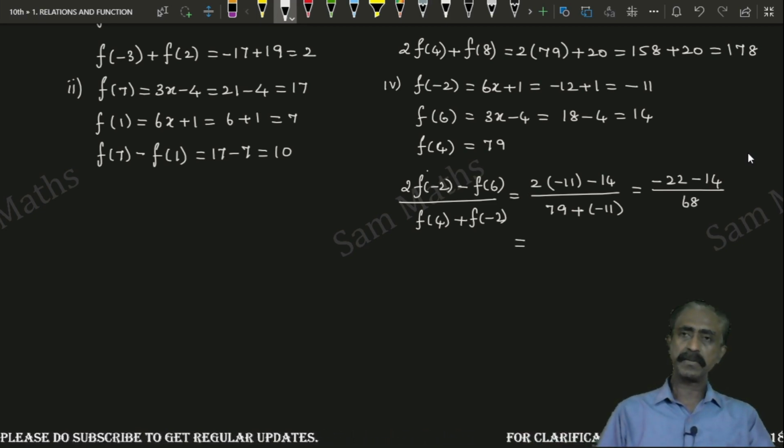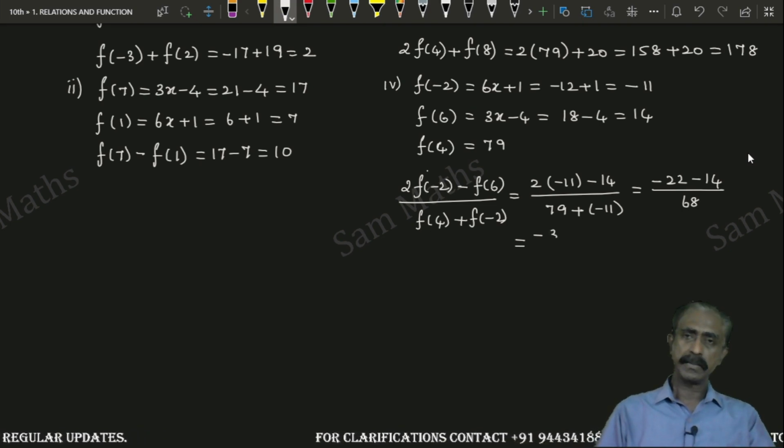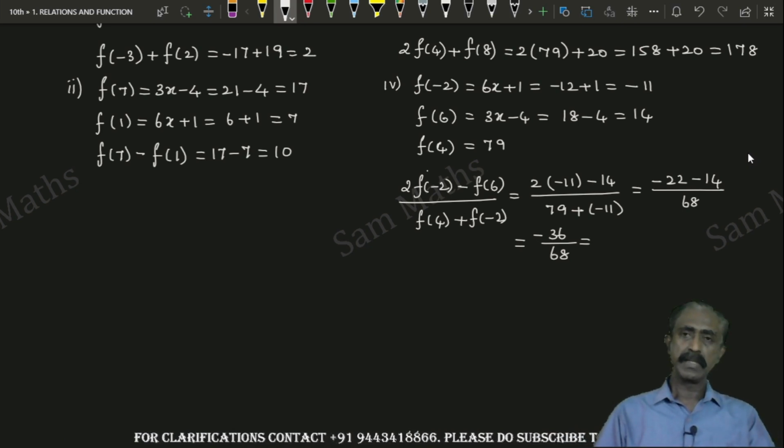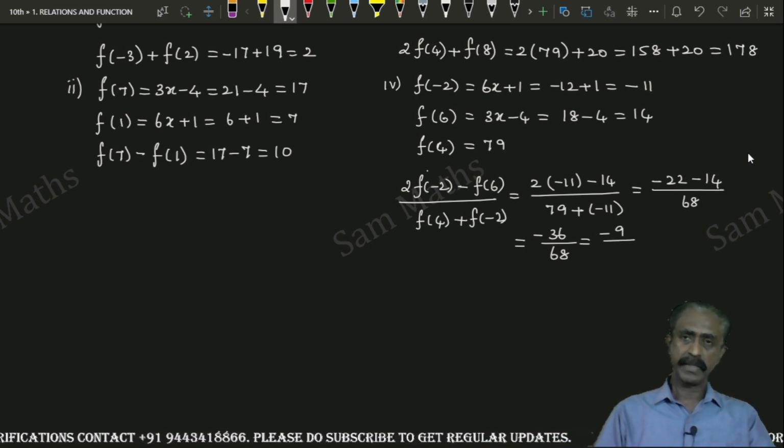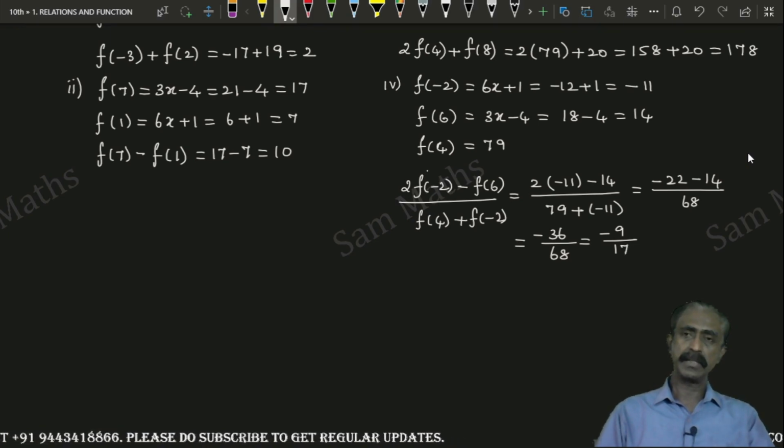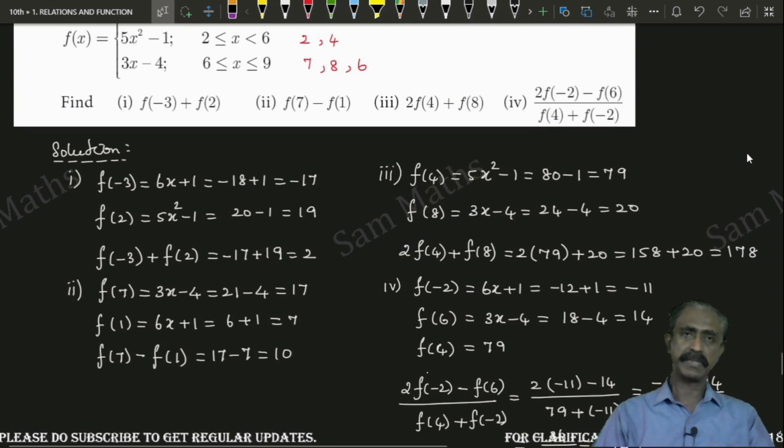This is equal to minus 22 minus 14 is minus 36 divided by 68, which is equal to, cancelling with the fourth table, that is minus 9 divided by 17. This is the required answer for the fourth subdivision.